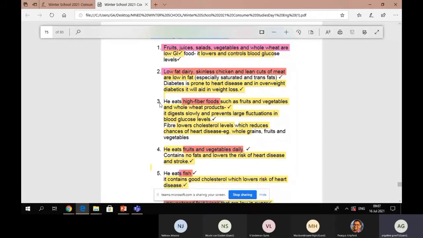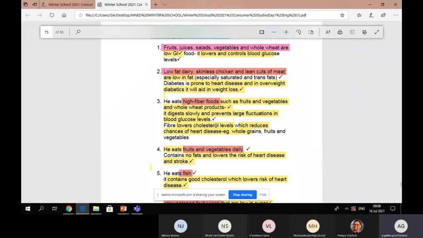Then it says we also recognize that he's eating high fiber foods. So when we've looked at what he eats, we should use the information that we've studied and now make the connection so that we can answer. High fiber foods, name the foods: fruits and vegetables, whole wheat products. Why is this important? Because it digests slowly and it prevents large fluctuations in blood glucose levels.